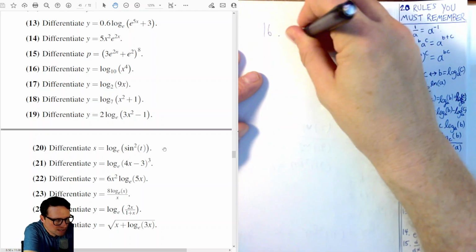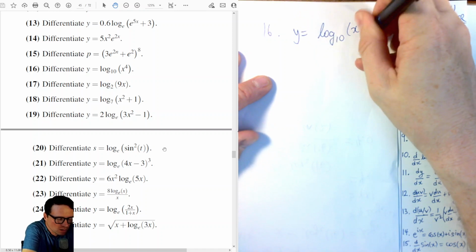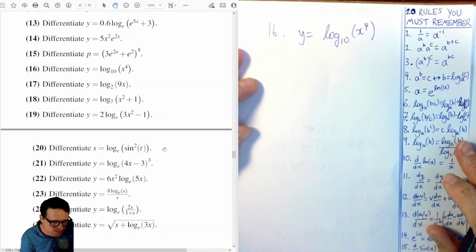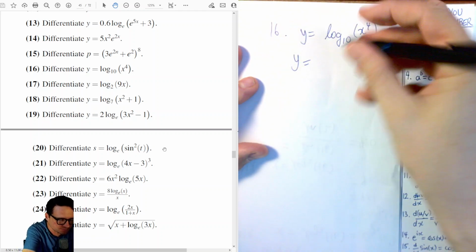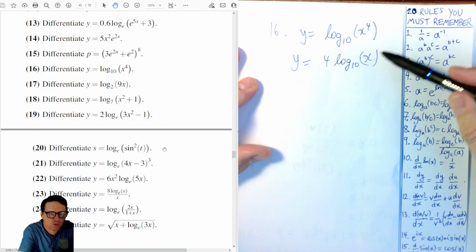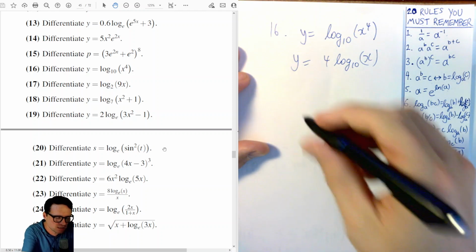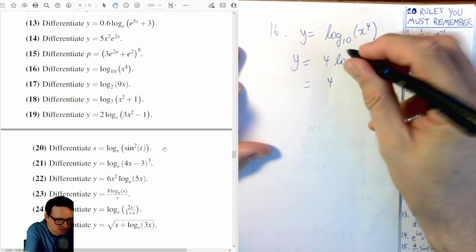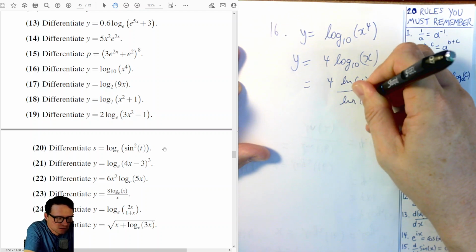So in 16, we've got y equals log to base 10 of x to the power of 4. All right, and so it seems natural to use a log rule to pull the 4 down. So y equals 4 log to base 10 of x. And now we want to change to base e so that we can differentiate and use our rule number 10. So we change base using rule number 9 first. So this is 4 ln of x over ln of 10.